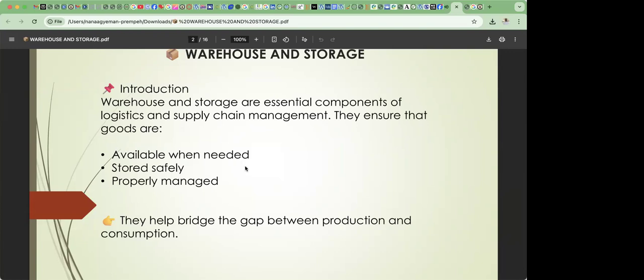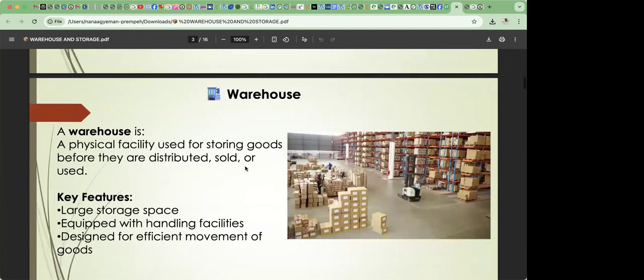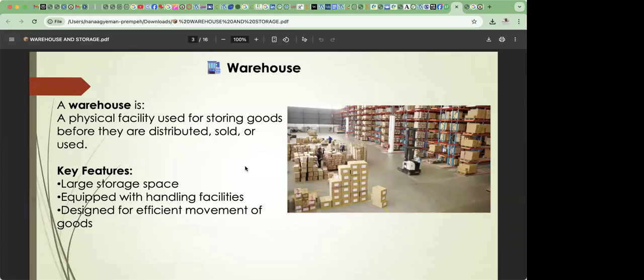Thank you so much for your contributions. Very laudable contributions. Okay, let's see what's here. A warehouse is a physical space used for storing goods before they are distributed, sold, or used. And typically, you have quite a bit of space to do your assortment, so that you can have each particular consignment well organized.